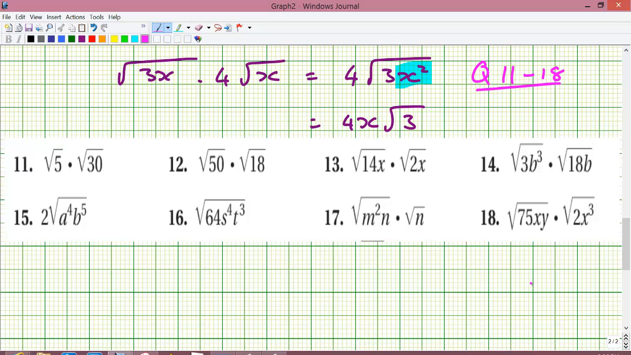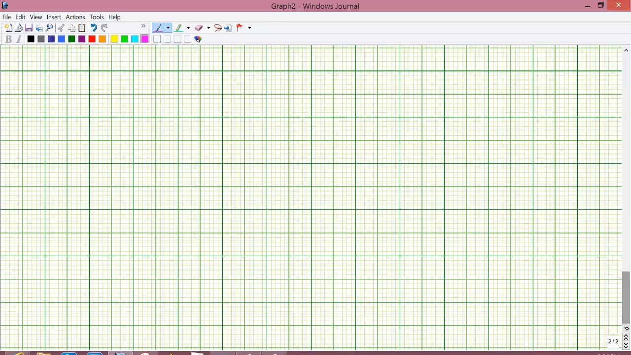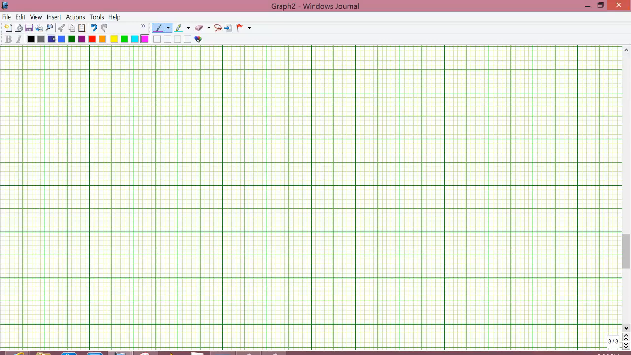Okay, right. The next property we're going to look at is related in a very similar fashion. This time, instead of being the product property, it's the quotient property. So the square root of A over B is the same as the square root of A over the square root of B. Okay? Nice and simple problems.